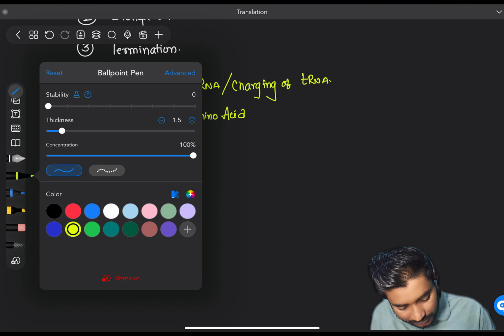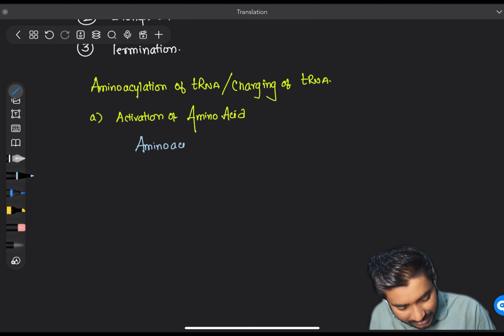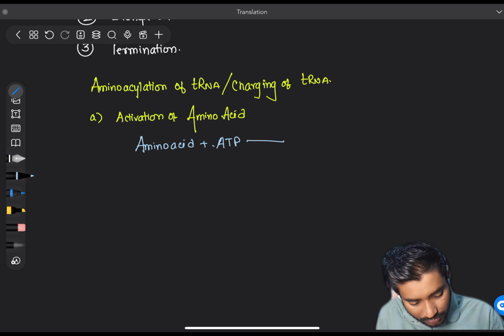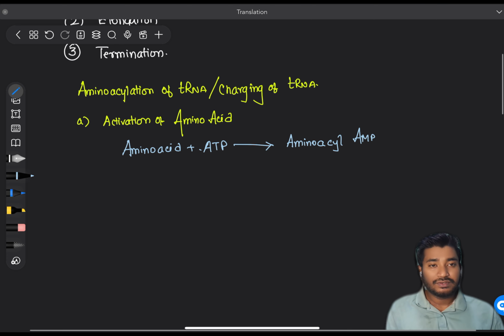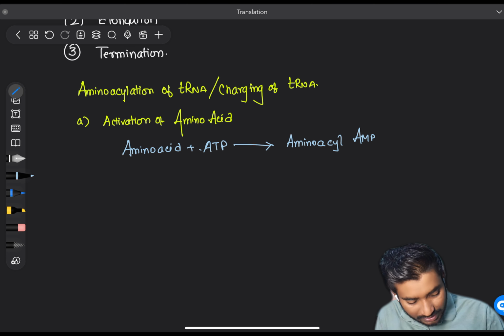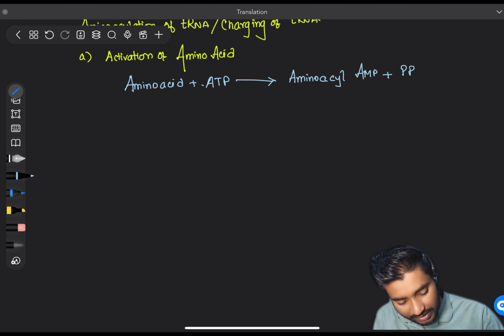Amino acid is activated by how? Amino acid plus the action of ATP, because energy is required. So amino acid plus ATP makes aminoacyl adenosine monophosphate. So amino acid reacts with the ATP and forms aminoacyl monophosphate.